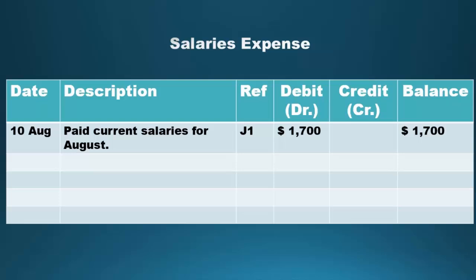Salaries expense ledger. 1. Date, write the date, August 10. 2. Narrative, add the narrative, paid current salaries for August. 3. Reference, include the journal reference, J1. 4. Amount, enter $1,700 in the debit column. We debit salaries expense because expenses increase on the debit side.